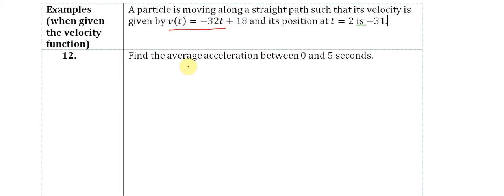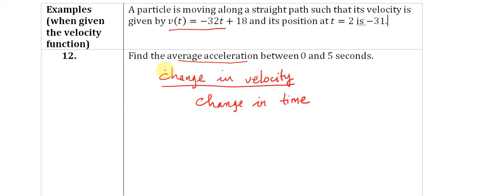So we want to find the average acceleration between 0 and 5 seconds. Now average acceleration is a fairly simple calculation, so we just have to make sure not to mix it up with other types of accelerations. So this is the change in velocity over the change in time.